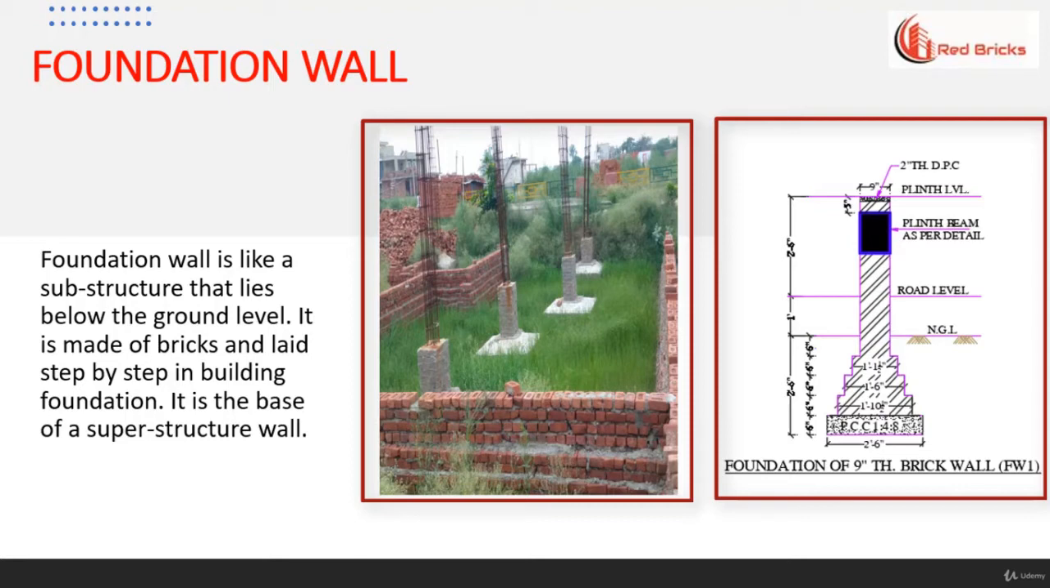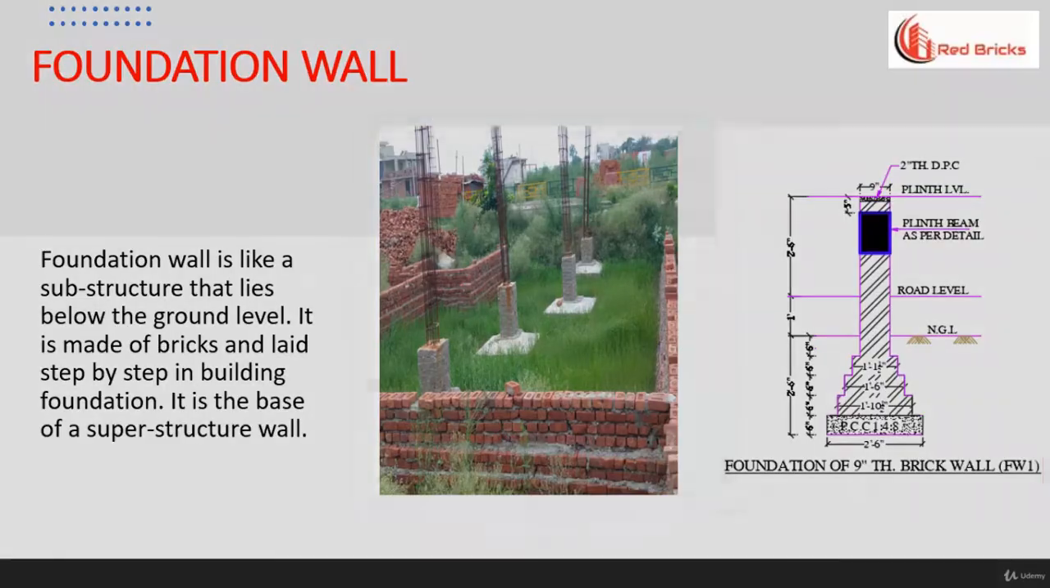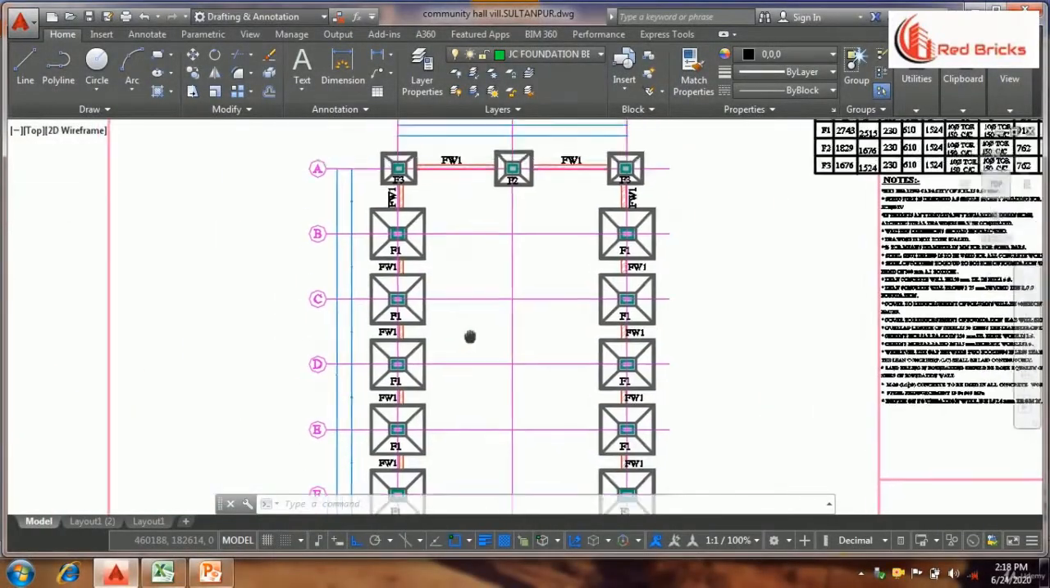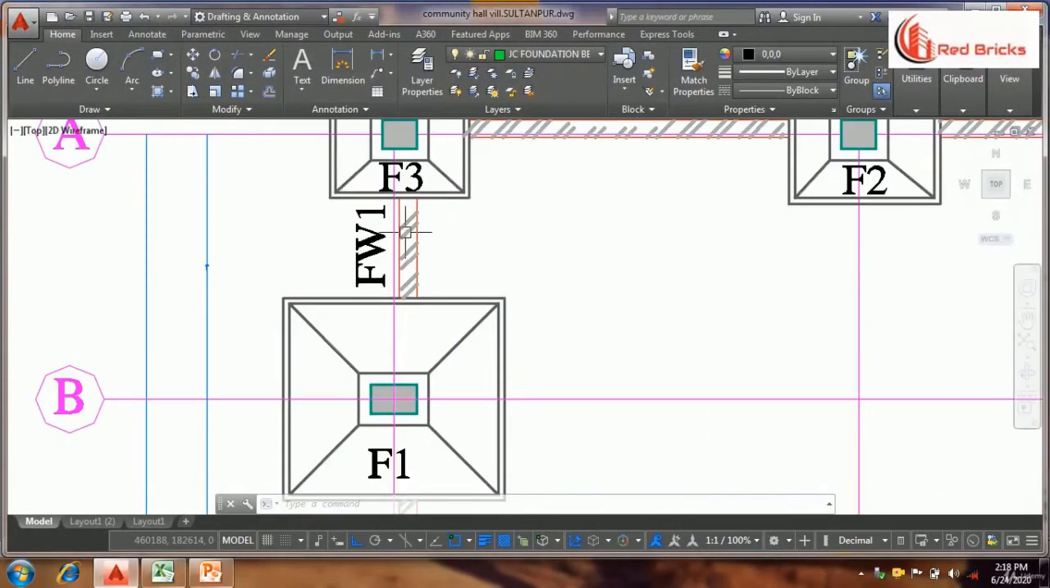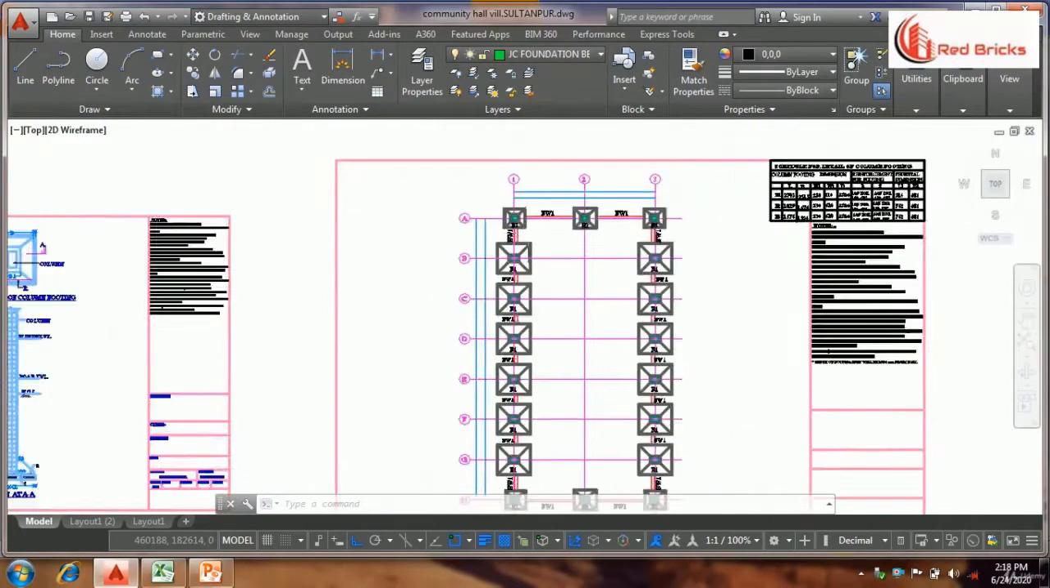The load of superstructure is mainly borne by plinth beam, which runs column to column. And some amount of load is also borne by the foundation wall. Here we have the plan of an isolated footing in which foundation wall has been mentioned.